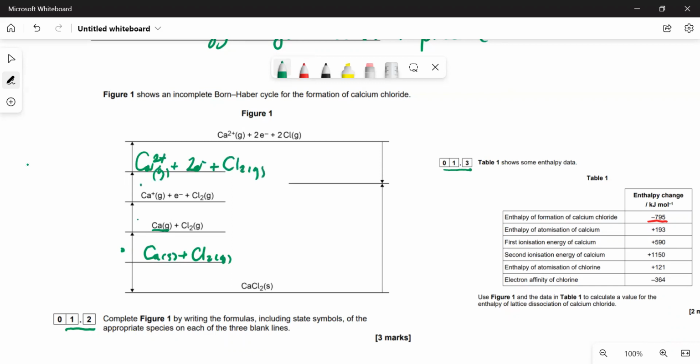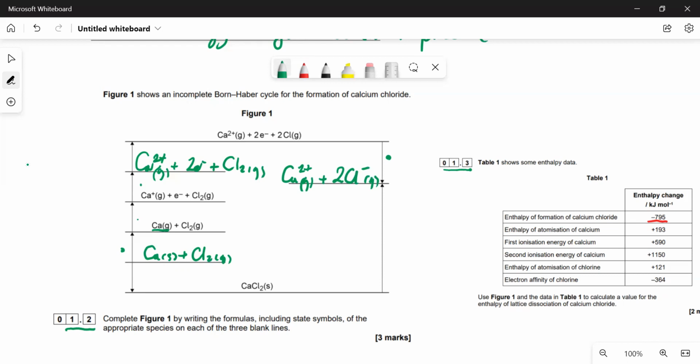Right, now on this step here, we're going to see electron affinity, so we're going to turn the chlorine atoms into chloride ions. So it's Ca2+ gas plus 2Cl- gas there.